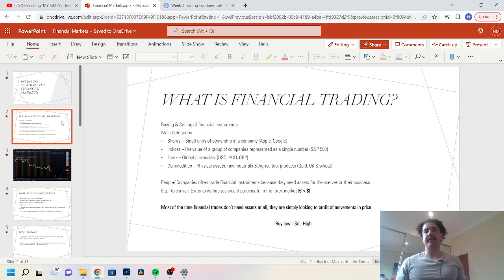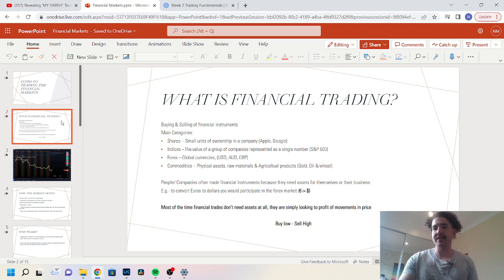So, what is financial trading? It's pretty much the buying and selling of different financial instruments. So, whether that's shares, indices, forex, or commodities, it's pretty much people buying things low and selling things high, to put it simply. The different types of categories that people buy and sell within the different markets are shares. That's just a small ownership, small units of ownership within a company. So that's your companies like Apple, Google, Tesla, YouTube, any foreign exchange listed company.